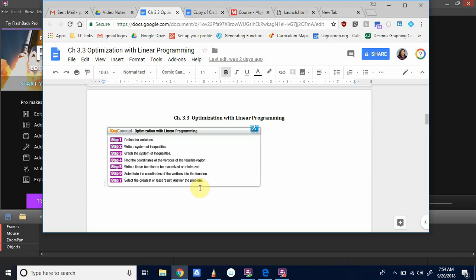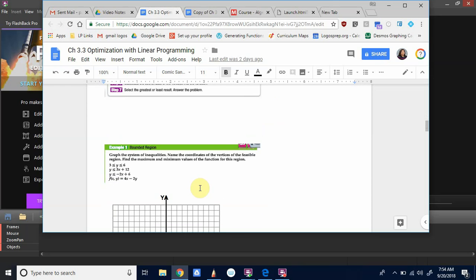Doesn't tell you in the book, so write this down so I can check your notes. Substitute the coordinates of the vertices into the function. So we take all those vertices and we put them back into the objective function, and then we're going to select what we're looking for. If we're looking for a maximum, we find the largest number. If we want the minimum, we find the smallest number. And there's your answer to your problem.